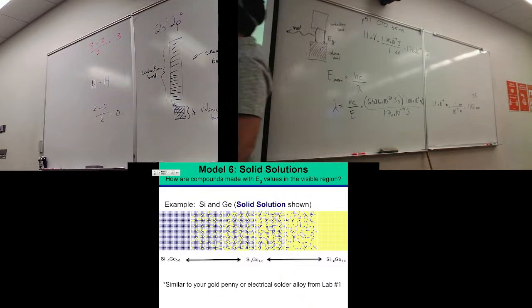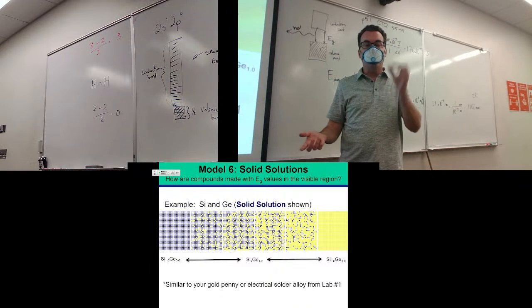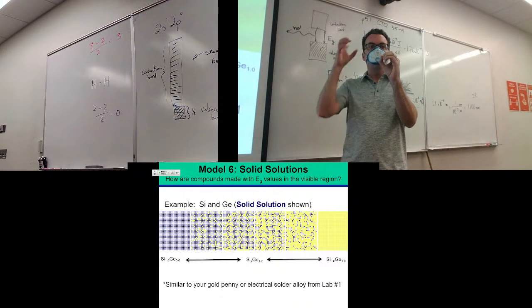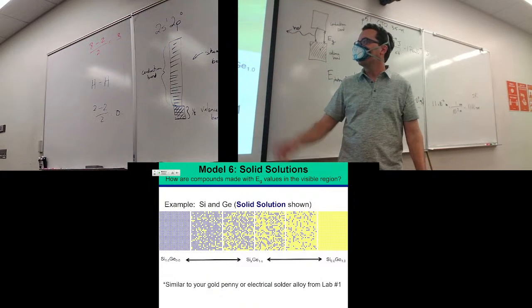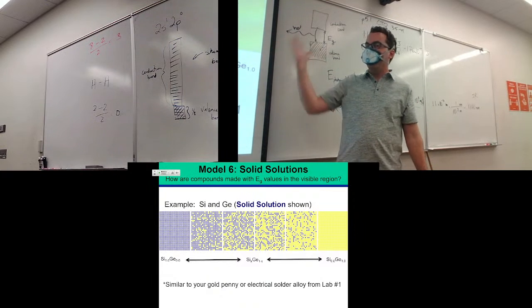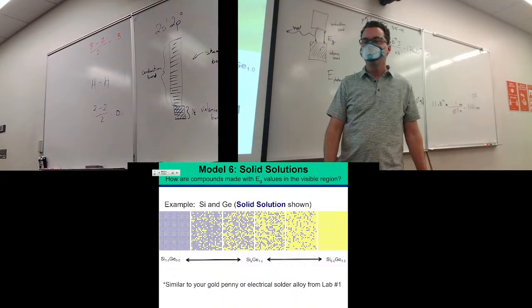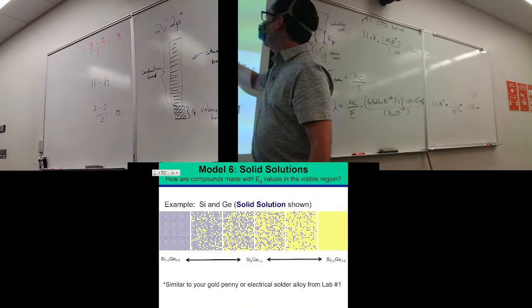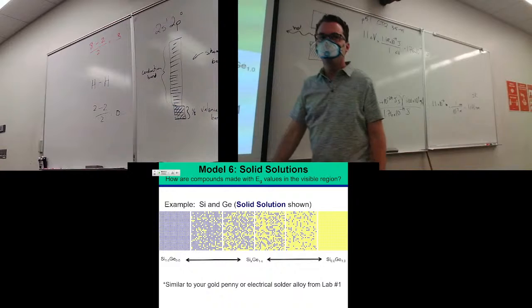Remember, this is not a molecule. It's not an ionic compound where you have to have perfect order, the sodiums are here, the chlorides are here. These are just neutral atoms. They're just mixed in as random as they can be, evenly distributed, but it doesn't have to be perfect. That's why it looks like this. So this is pure germanium, that's pure silicon, and you can have anything in between.